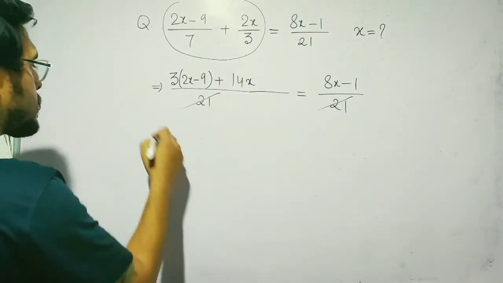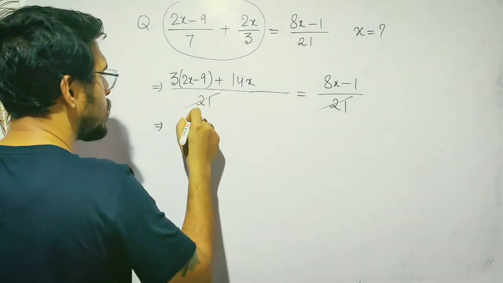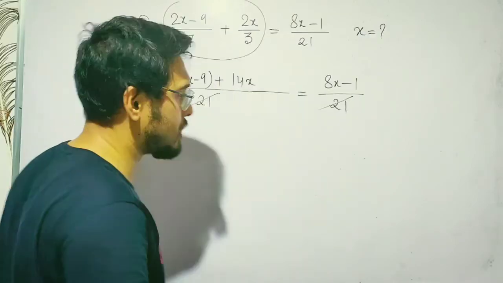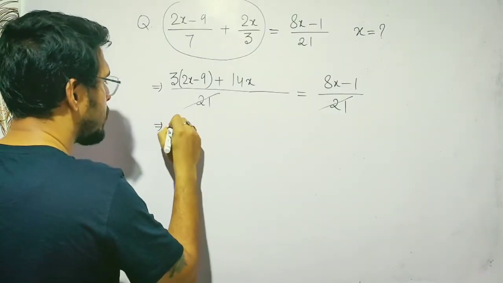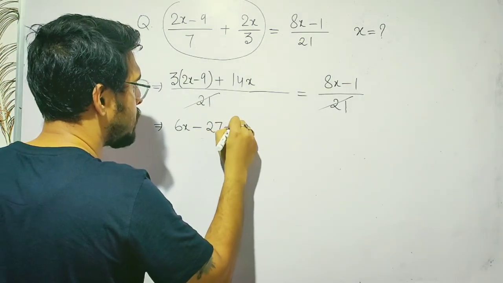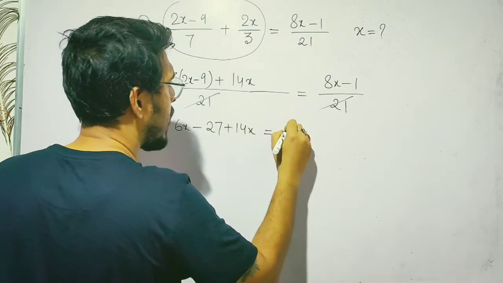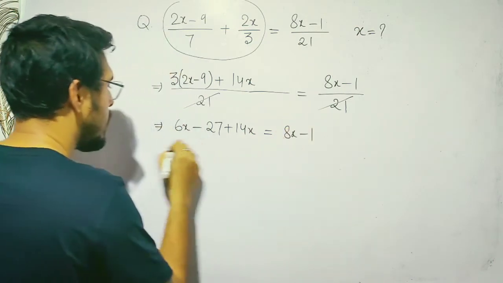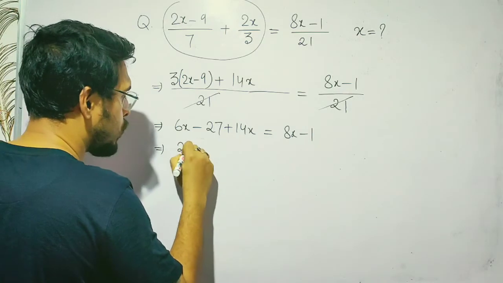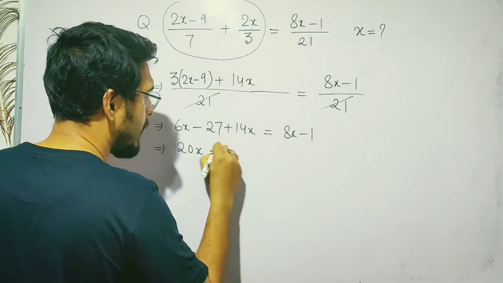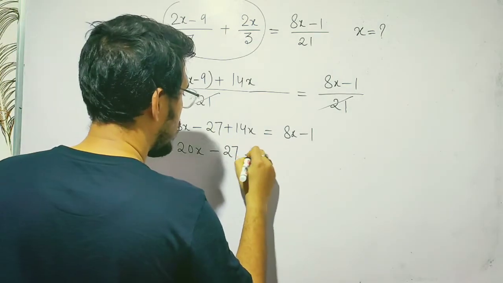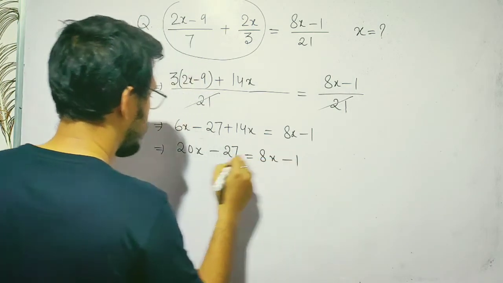Now, so it's pretty much obvious then we can do that this part and this part will be equal with no denominators attached. So if you do it, it will be 3 times 2, 6x minus 3 times 9, 27 plus 14x, and that would be 8x minus 1. Now 14x plus 6x gives you 20x minus 27 and equals to 8x minus 1.